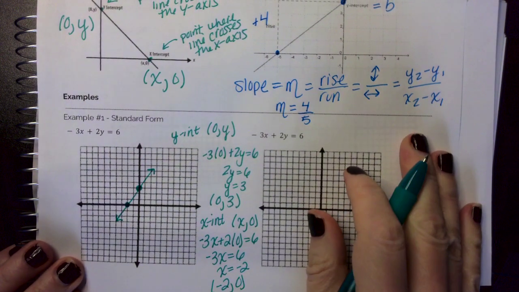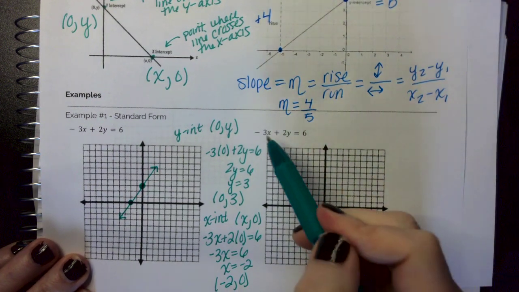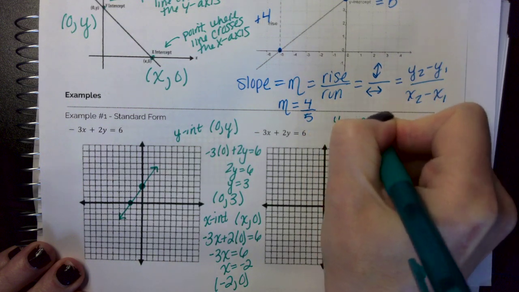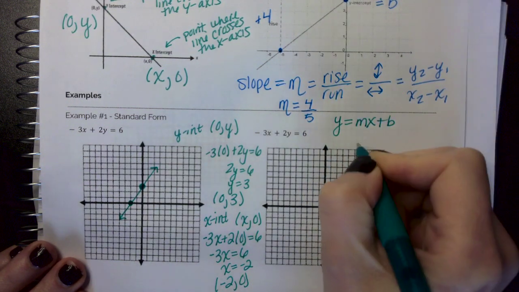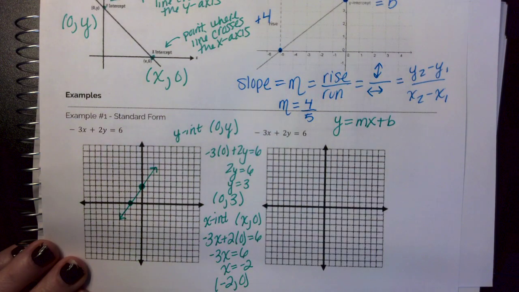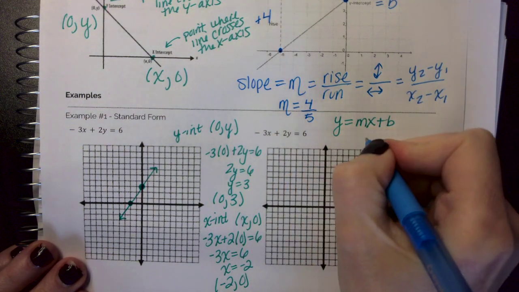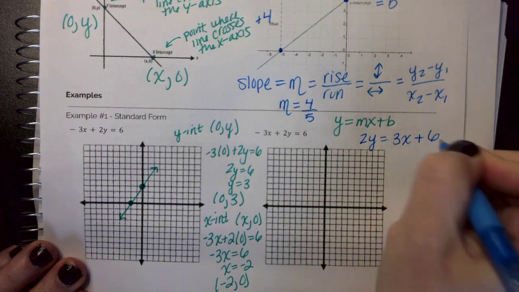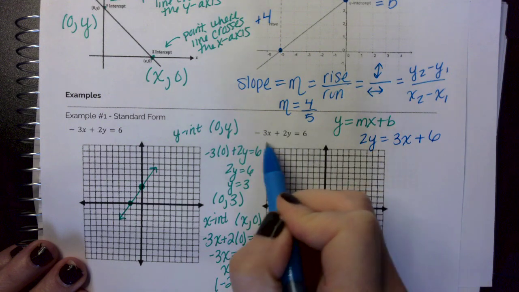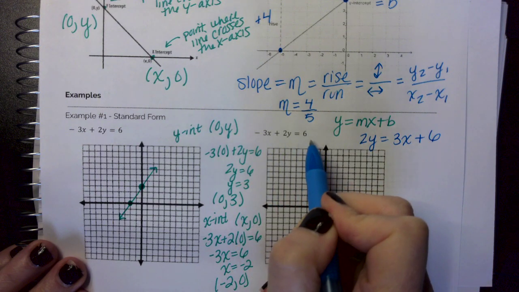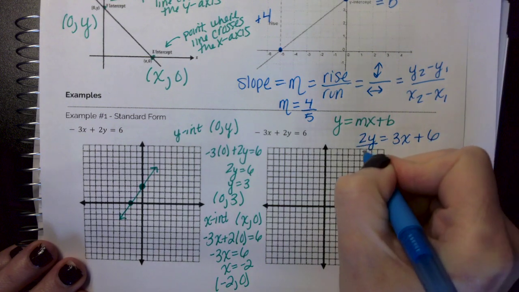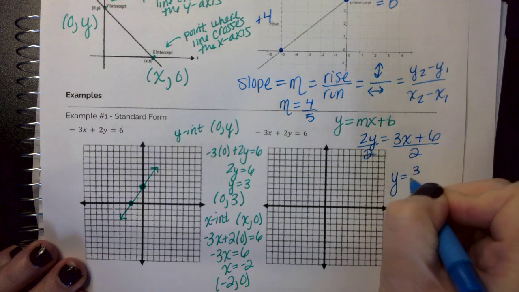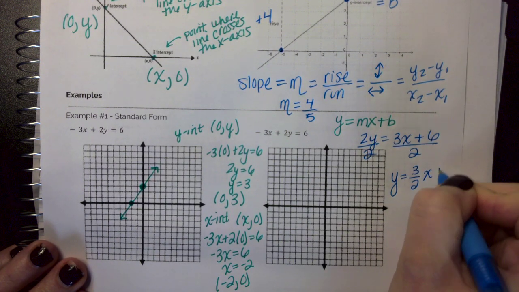The other great way is finding the slope and the y-intercept. To do this, we need to get it in slope-intercept form, which remember is y equals mx plus b. So let's start to manipulate this, and let me change my color to blue. 2y equals 3x plus 6. To get the x's over, I have to add 3x to both sides. And now I want to get y by itself, so I need to divide every bit by 2. So y equals 3/2 x plus 3.